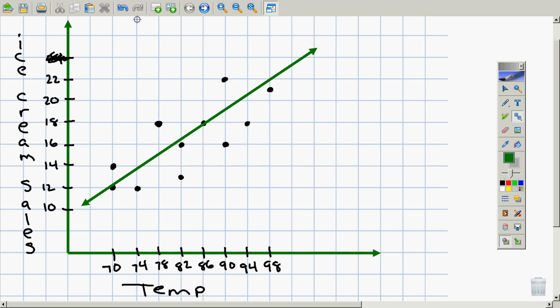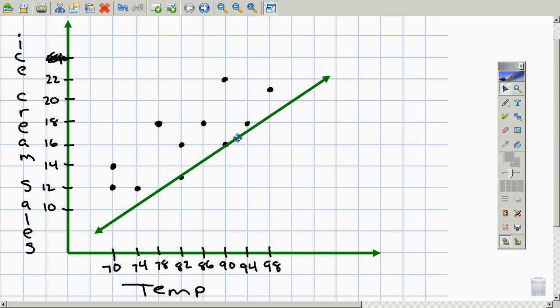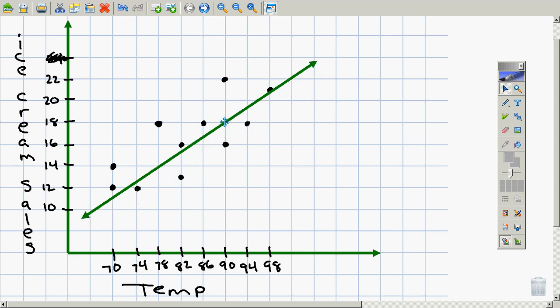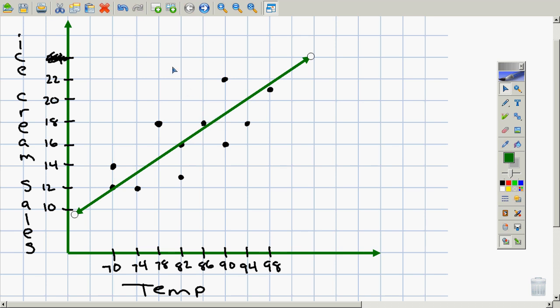Before I get rid of that line, I'd say maybe the line goes right here, maybe it's about right there. I know it doesn't go there because that's not through the middle of the points. And it doesn't necessarily have to hit any points. It just has to have about the same amount on top as on bottom here. So we'll see if we can come up with a little bit more accurate line. So I'm going to get rid of that one.